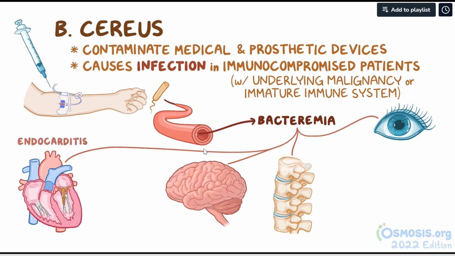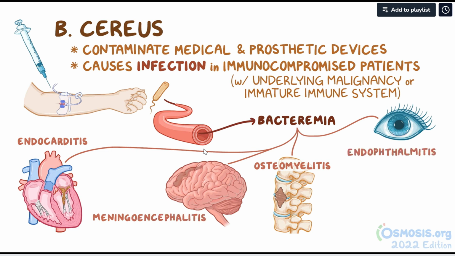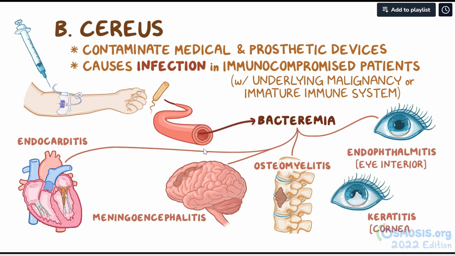If they get to the bones, they cause osteomyelitis. And if they make it all the way to the central nervous system, they might cause meningoencephalitis. Finally, B. cereus can also spread to the eyes, causing endophthalmitis when they get to the interior of the eye, or keratitis when they invade the cornea.